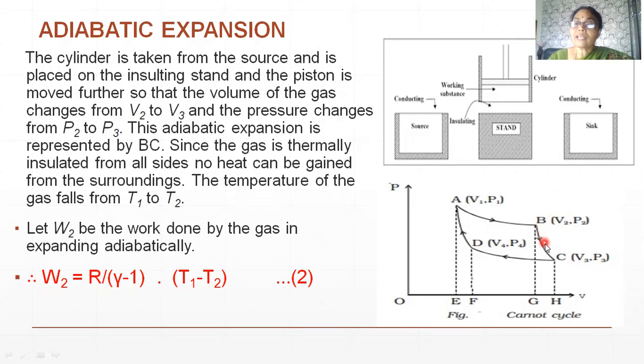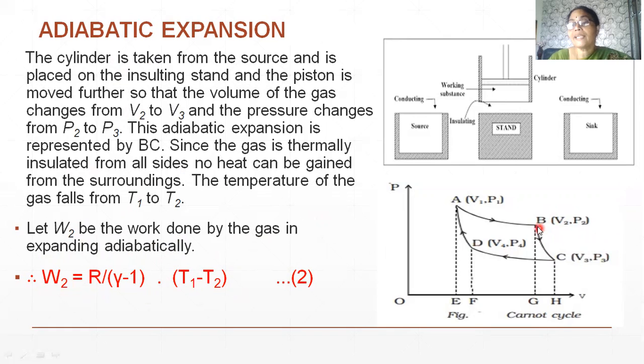When the gas is undergoing expansion, naturally it does a certain amount of work. Let W2 be the work done by the gas in the process of adiabatic expansion. So W2 can be written as R by gamma minus 1 into T1 minus T2, where T1 and T2 represent the initial and final temperatures. This is the expression for the work done in the process of adiabatic expansion.